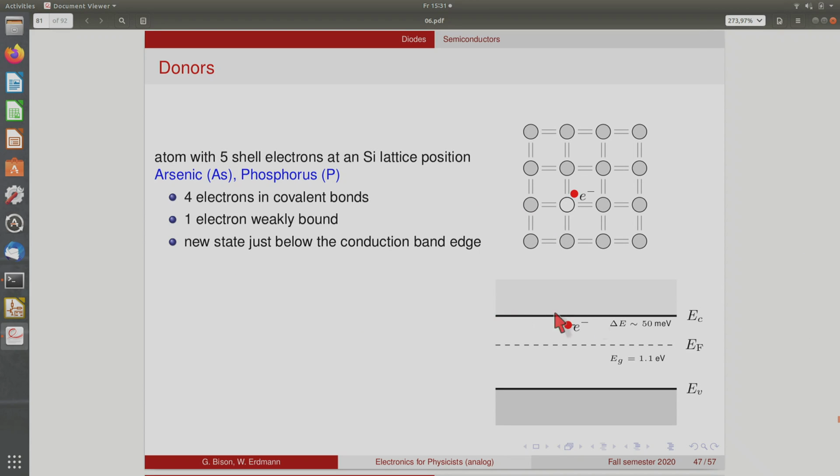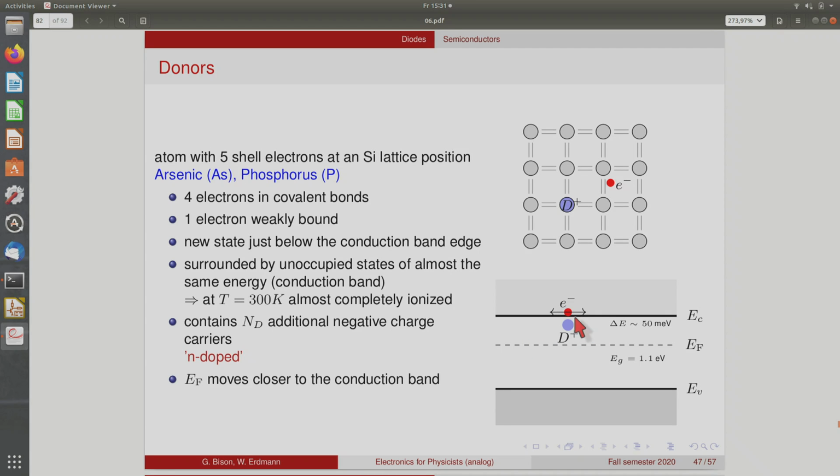Similarly, again, we have this roughly 50 millielectron volts below the conduction band, a new state. And when we ionize this, this electron can move around freely in the conduction band, and we're left with a positively fixed charge that is stationary. And because we increase the number of negative charges that are mobile, we call this n-doped. And in contrast to the case of the acceptors, in case of the donors, the Fermi level now moves a little bit towards the conduction band.